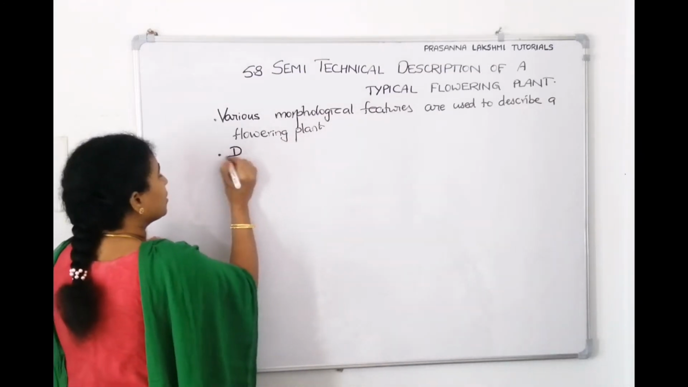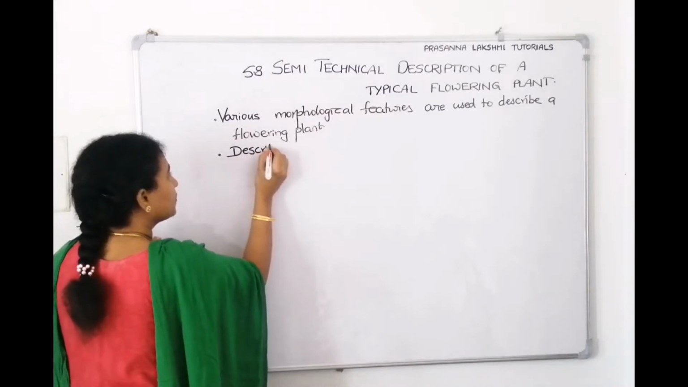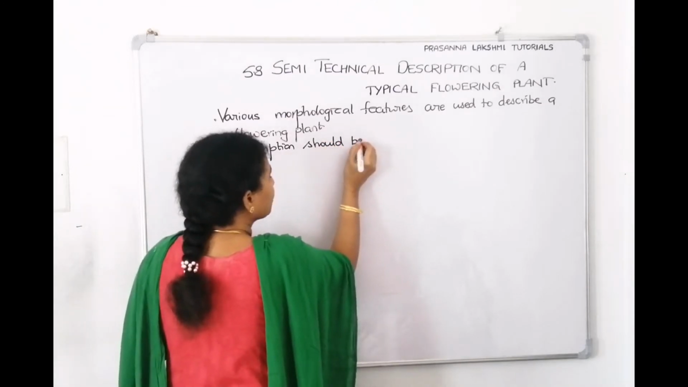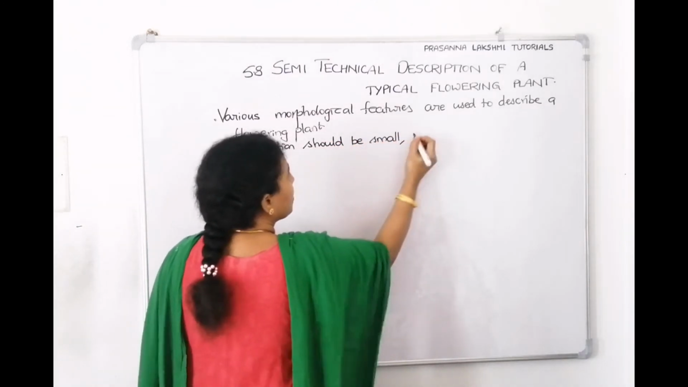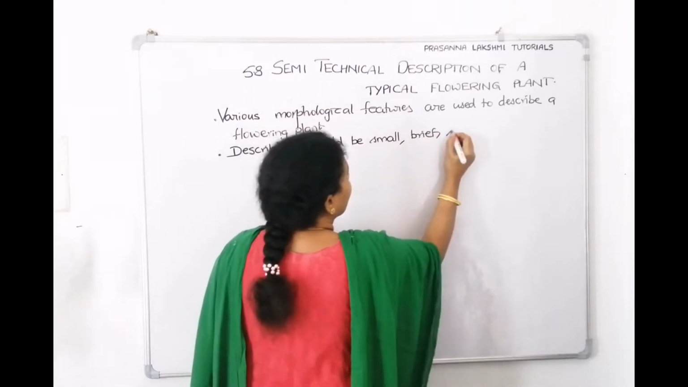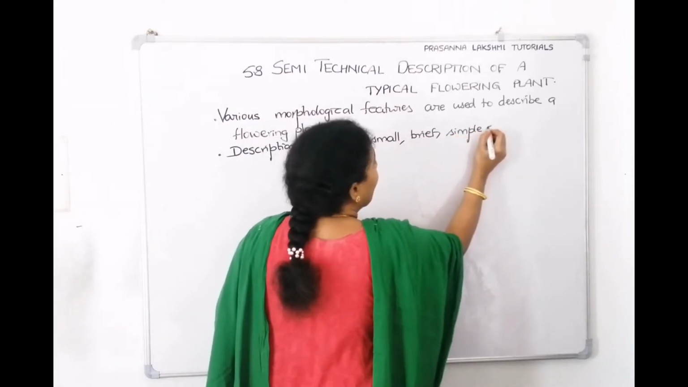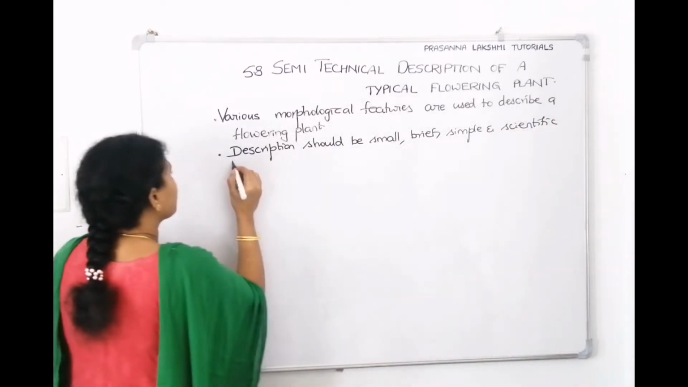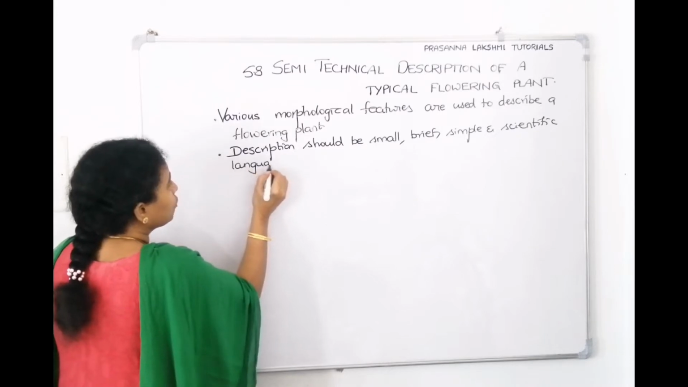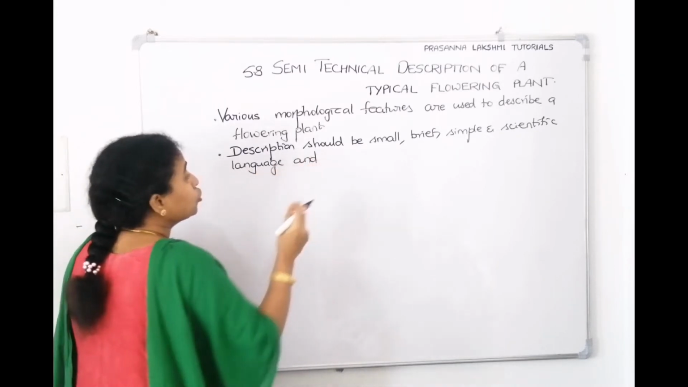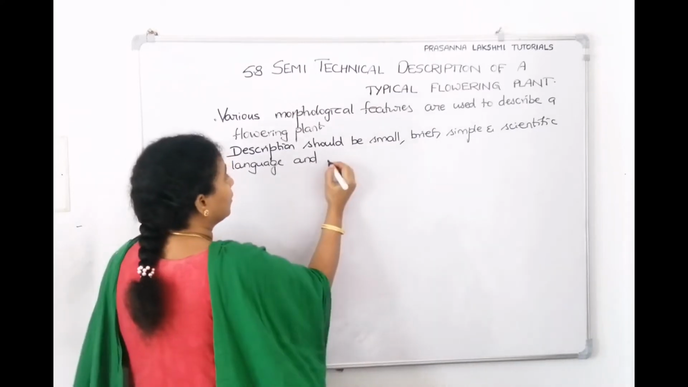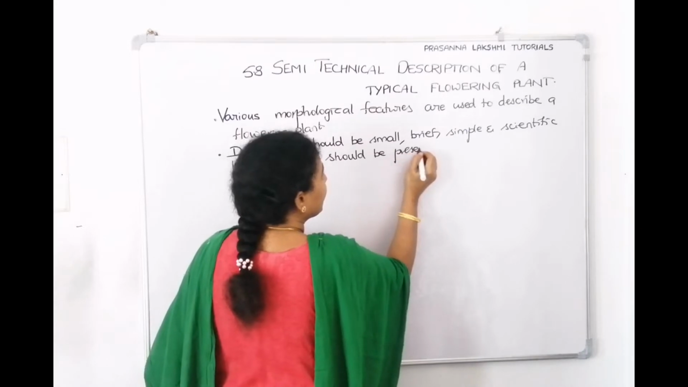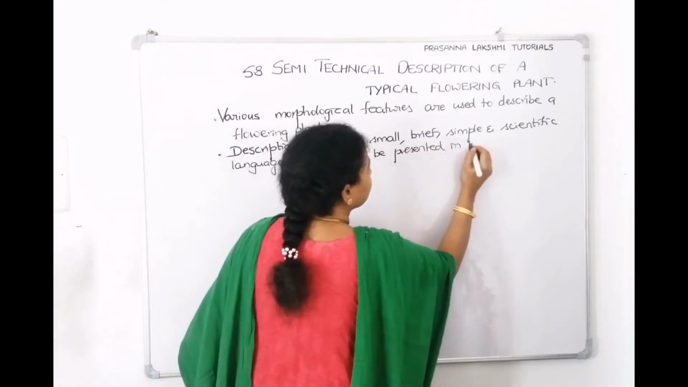So, how do we have to give the description? The description should be short, brief and simple, and it should follow scientific language, not the local language. It should be presented in a scientific manner and in proper sequence.